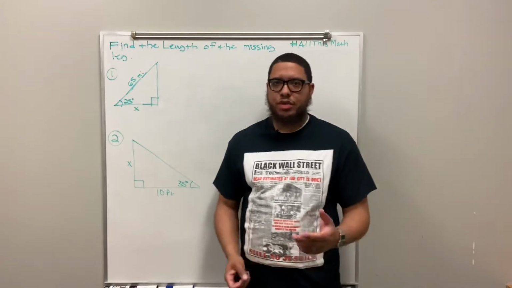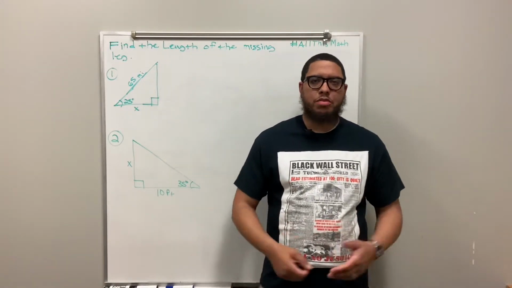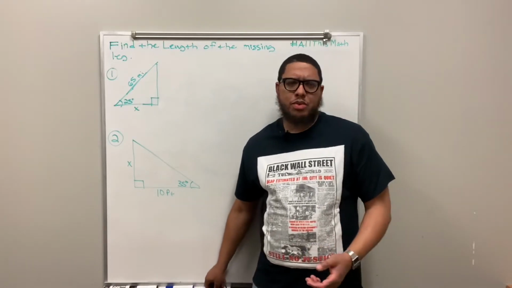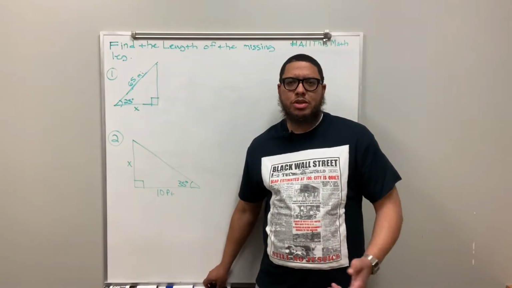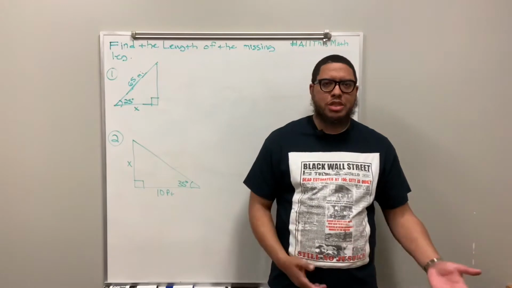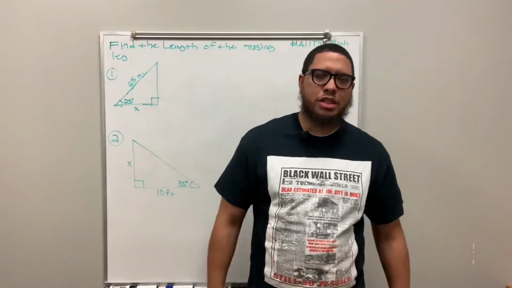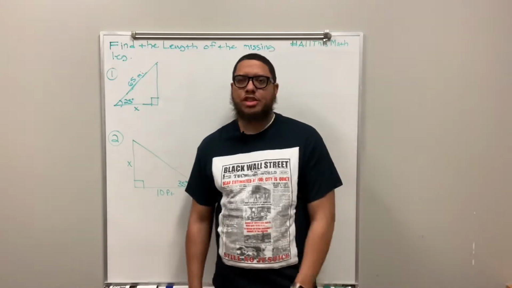Okay? Trig ratios, you probably heard of it before. You probably heard SOH-CAH-TOA. You might be wondering, well, what does SO mean? What is SO? What is CAH? What is TOA? Right? SO deals with sine, the sine function. CAH deals with the cosine function. TOA deals with the tangent function.